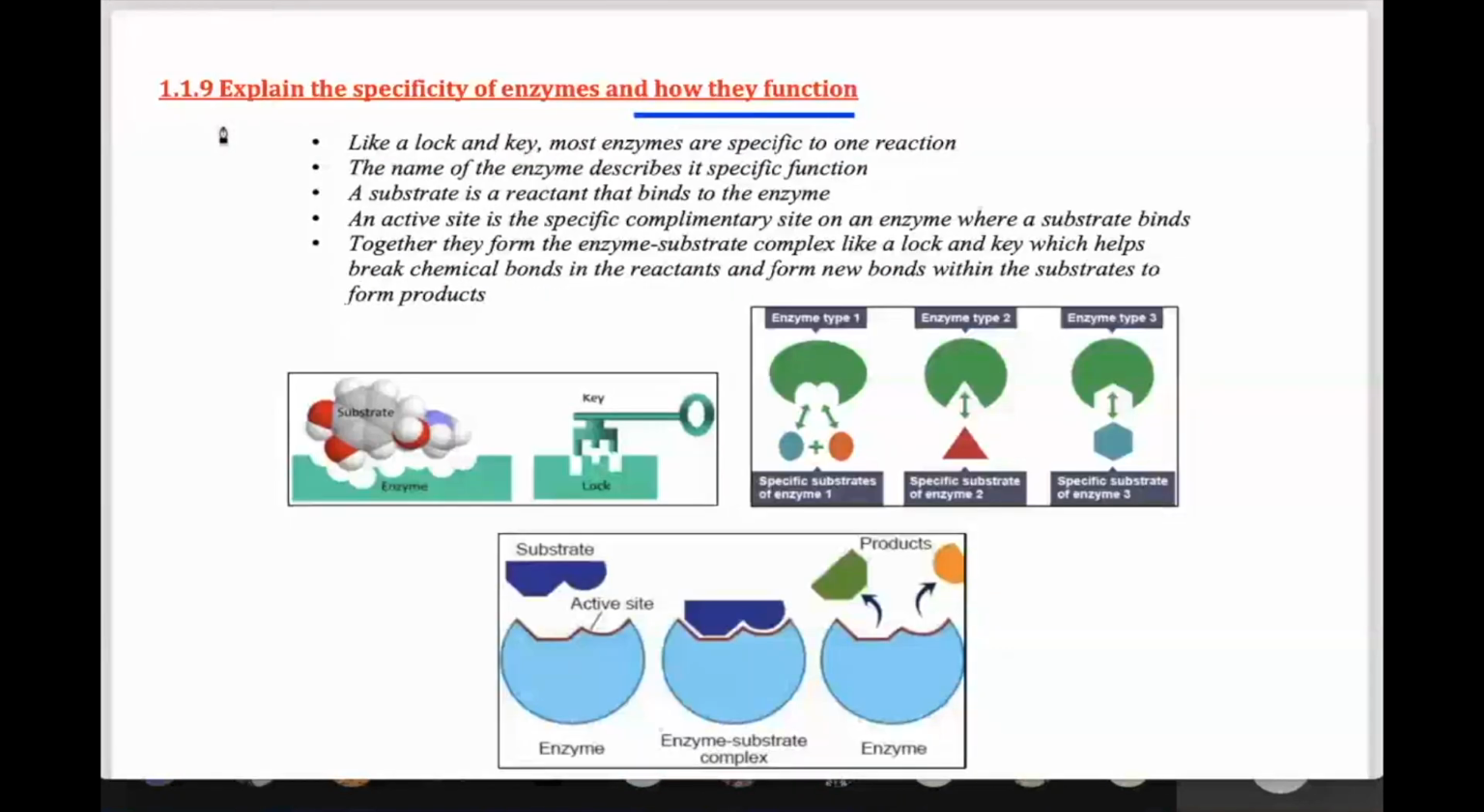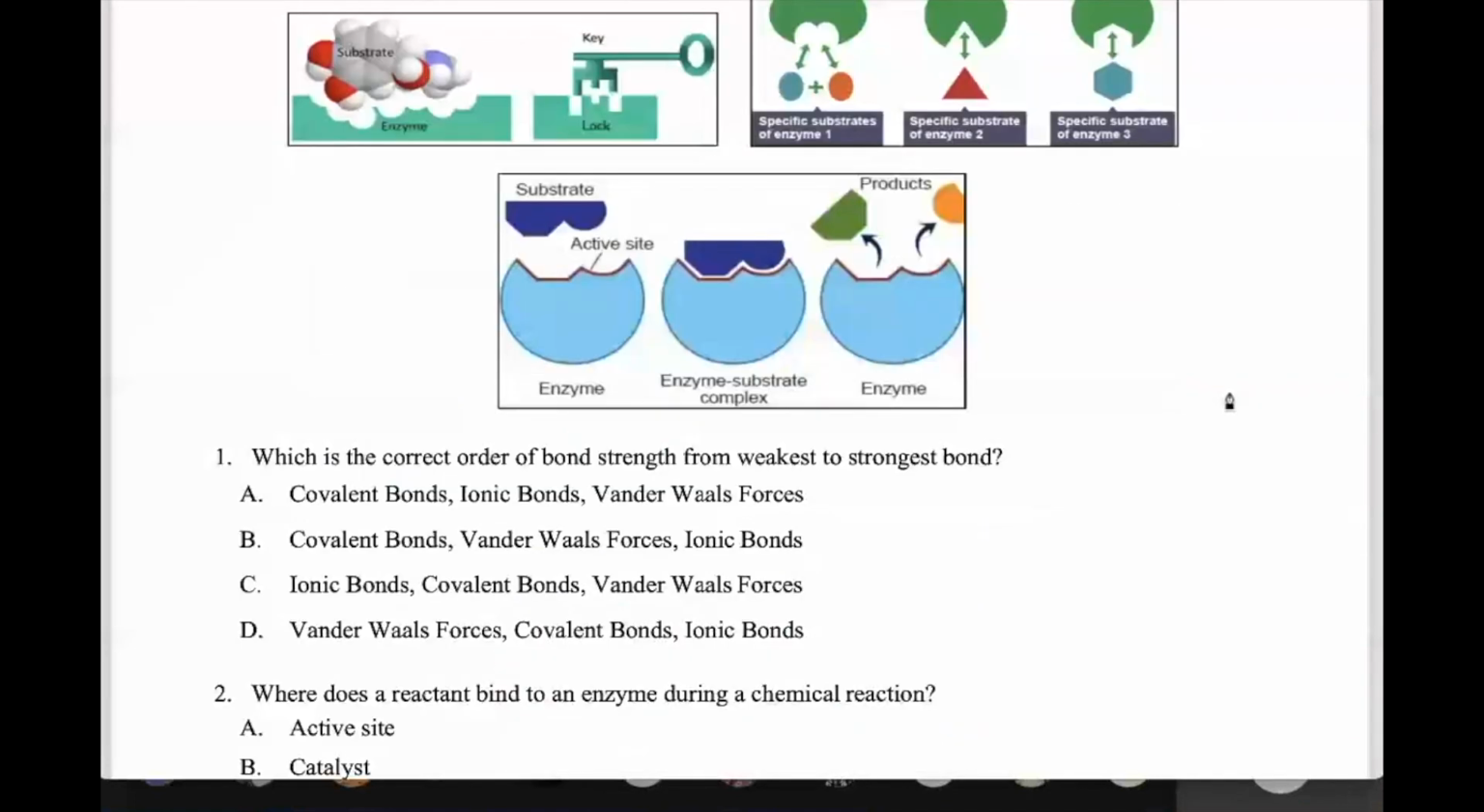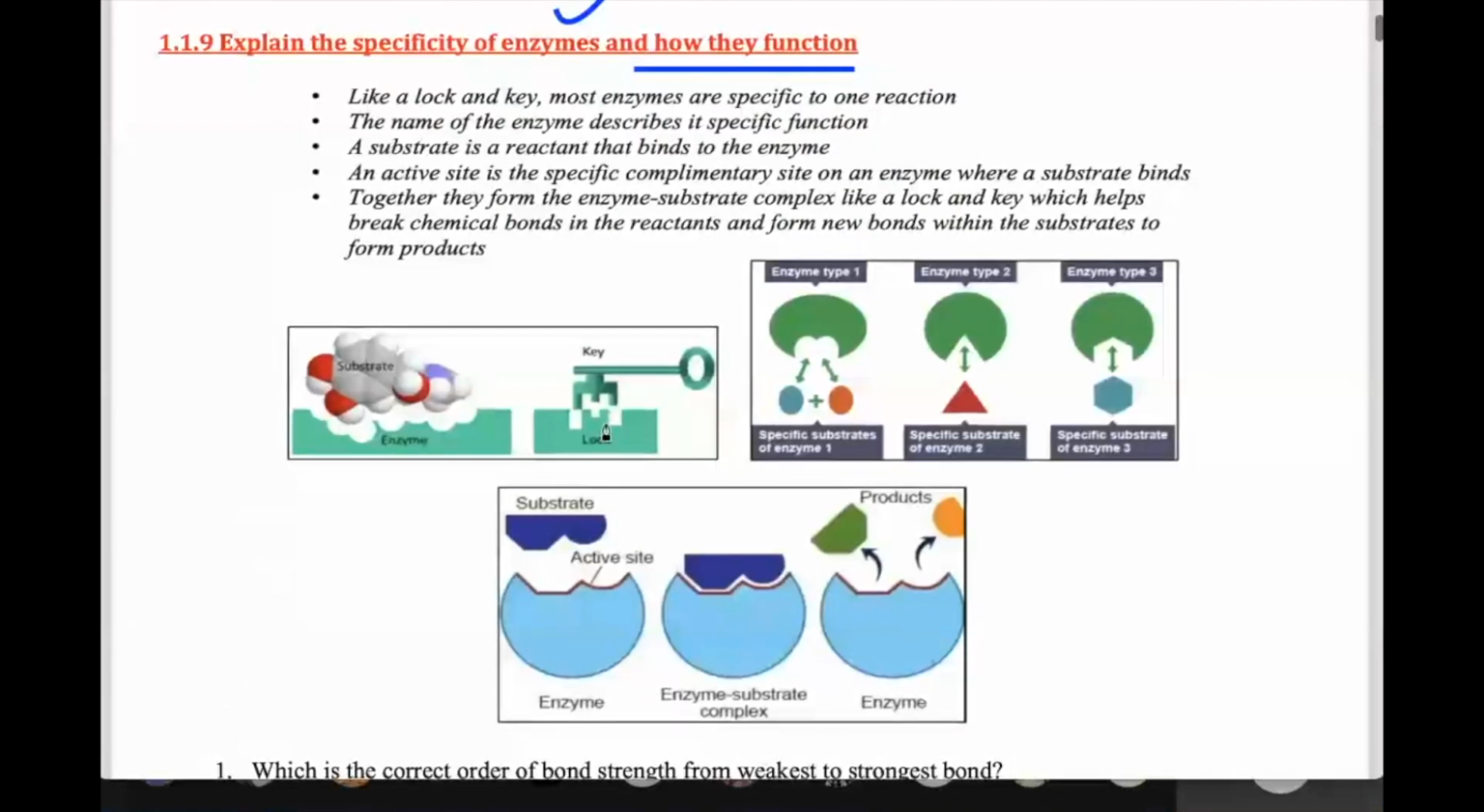Second KPI: explain the specificity of the enzymes. First of all, we need to know that enzymes are protein in nature. They are made up of protein. They have a very specific site on them, which is known as the active site. You see over here these are three enzymes and each enzyme has a specific site. This is a different active site, this is a different active site, and this is a different active site. All the enzymes have a very specific site. This is the place where reactants bind.